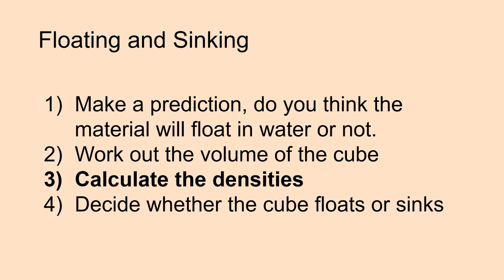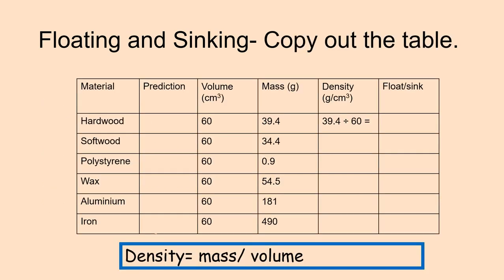Step 3. Calculate the densities. Okay, so density equals mass divided by volume. So for the density column, we're going to do the mass divided by the volume, which you should have calculated to be 60. So for the first one, we're going to do 39.4 divided by 60. Pop that in a calculator and you should get 0.66.